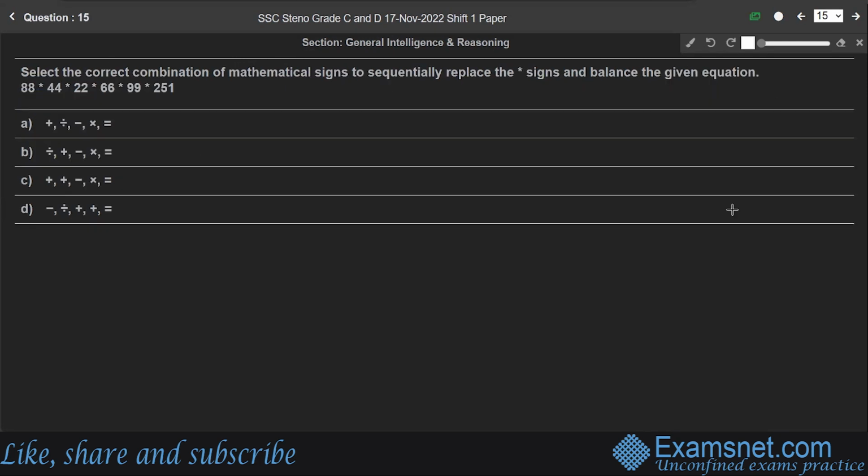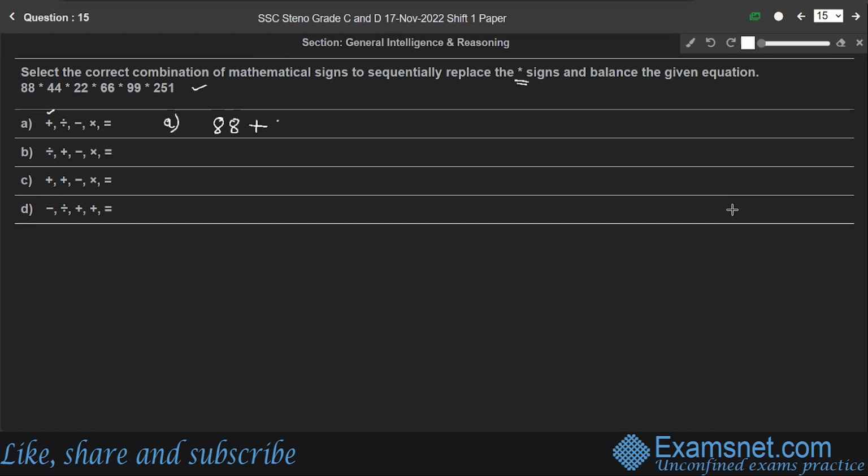Question number 15. Select the correct combination of mathematical signs to sequentially replace the asterisk signs and balance the given equation. In order to balance the given equation, the order of the mathematical signs should be correct. From the given 4 options, let us try one by one. According to option A, 88 asterisk 44. Let us replace the first asterisk by the plus sign.